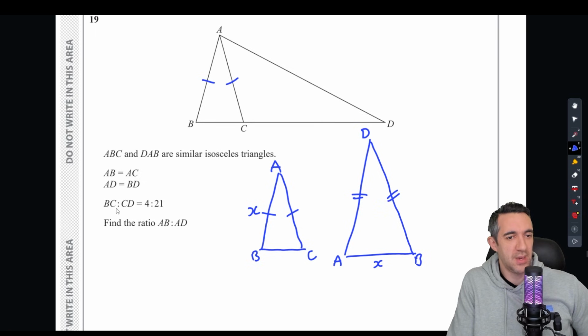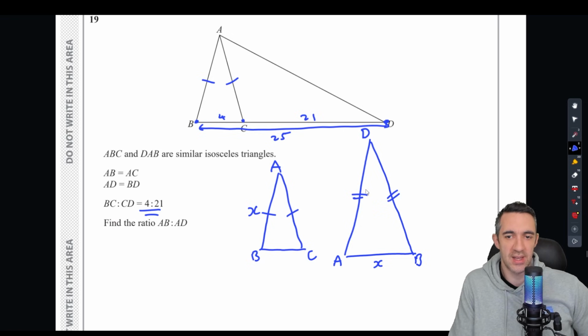And then we have BC to CD is 4 to 21. So we know that if we just call BC 4 parts, CD 21 parts, the whole thing is 25. It is a ratio, but we can just call it 25. So let's just say this side here is 25 units long, okay? And then we know that BC down here would then be 4 units long, because that's the other part. So BC down here is 4 units, and then BD, the whole thing is 25, and the 21 we don't need on its own. We just need these bits.